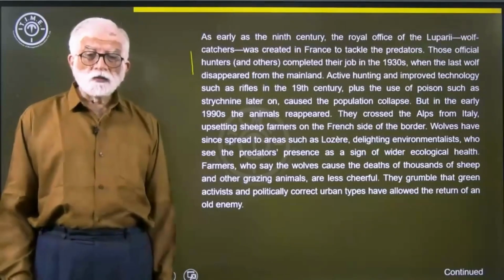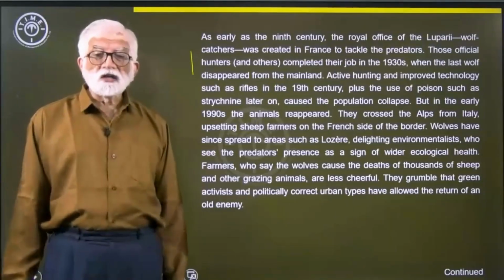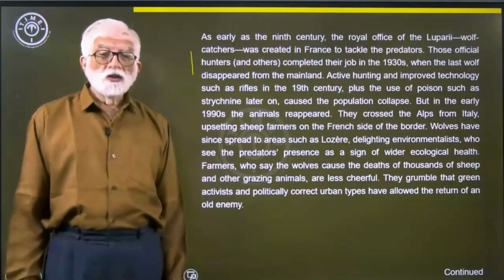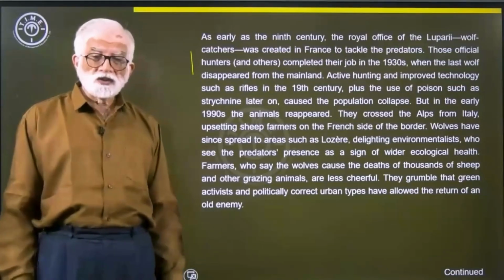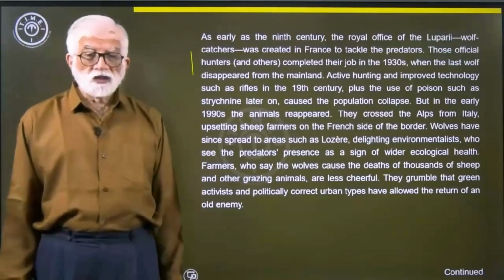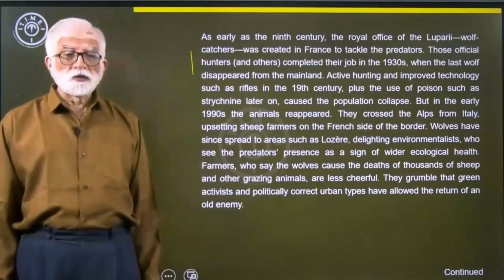Active hunting and improved technology, such as rifles in the 19th century, plus the use of poison, such as strychnine later on, caused the population collapse. That means this is how they did it. They either shot them or they poisoned them. But in the early 1990s, the animals reappeared.